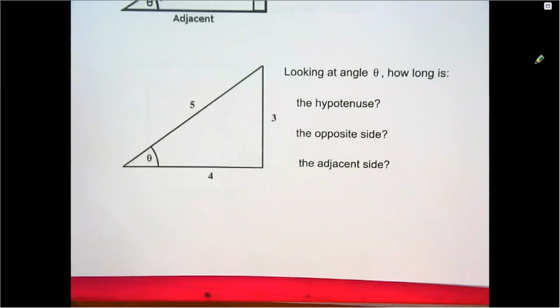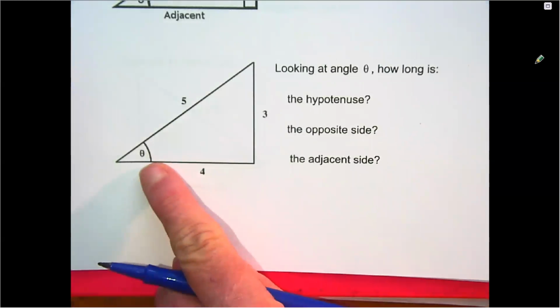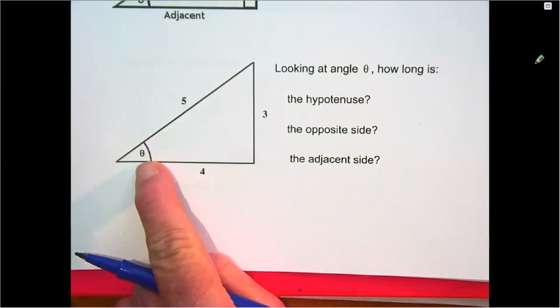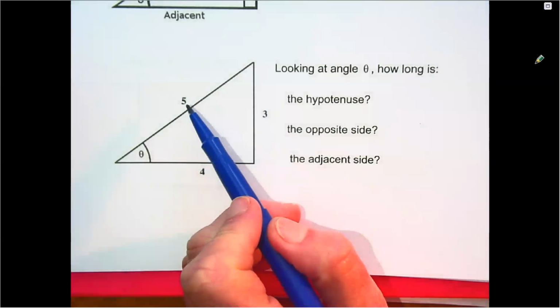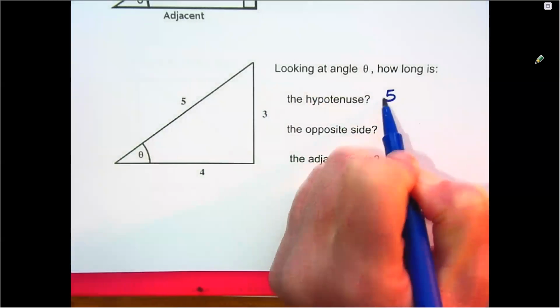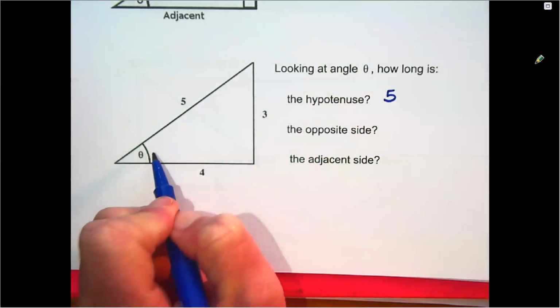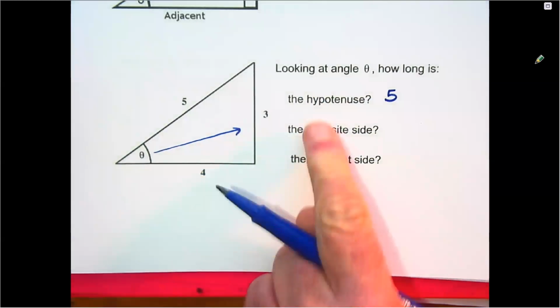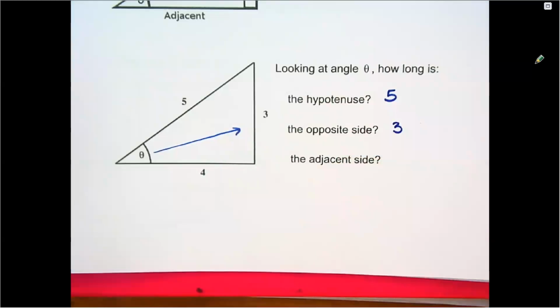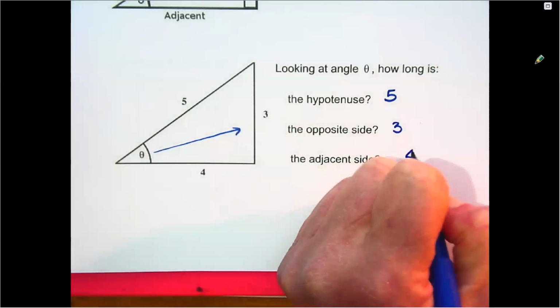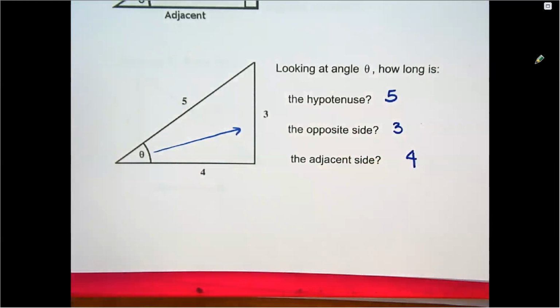So here's a triangle. Let's just practice labeling. Say we were looking at this angle theta, and I want to know how long is the hypotenuse in that triangle. Well, that's very easy to pick out. The hypotenuse is right here, and the hypotenuse is 5. And I say, okay, well, how long is the opposite side, the side opposite of angle theta? Opposite is across from it. The side across from it is 3. Well, how long is the side that is adjacent to angle theta? Well, the side that is next to it, adjacent, is 4. So before we work with our trigonometry, we have to know what those terms mean.